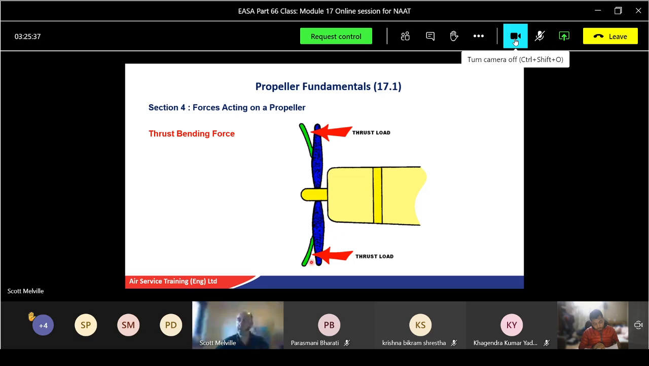There'll be more bend at the tip because that's a weaker point, okay? Obviously near the middle it's quite solid, but as you get towards the tip of the blade, it gets thinner, slightly weaker, so the blade tips will actually try to bend forward as it's spinning around, so we call that the thrust bending force. In other words, the tips here will get more lift than here, so there's more chance of them actually bending a little bit. So that's thrust bending force.